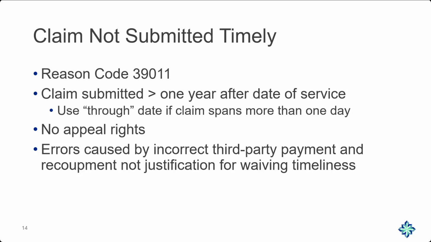If your claim's been rejected for timely filing, your remittance advice is going to contain group code CO. So that means that it's provider liable. It's a contractual obligation. So you can't bill the beneficiary for these services, and a timely filing rejection is not appealable because there's been no clinical determination on the claim, so it doesn't qualify for appeal.